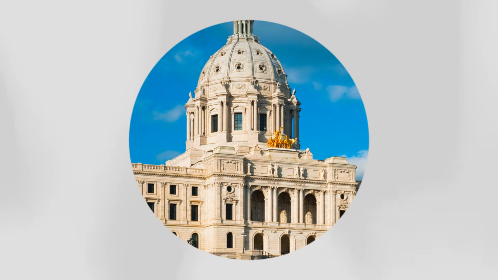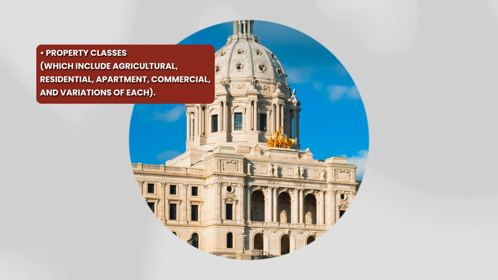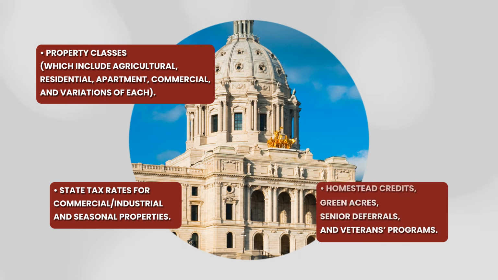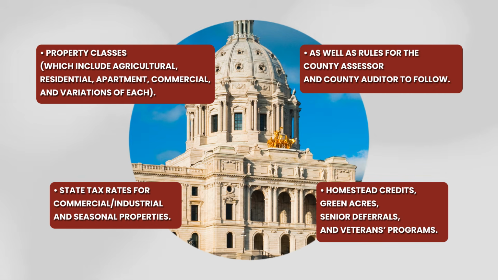The state creates property classes, which include agricultural, residential, apartment, commercial, and variations of each. The state also sets tax rates for commercial, industrial, and seasonal properties. Homestead credits, green acres, senior deferrals, and veterans programs, as well as rules for the county assessor and county auditor to follow. All of this affects your final tax bill.